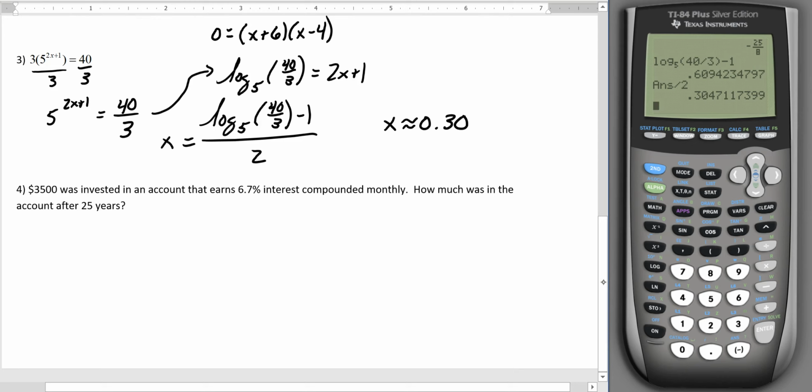It's really a short unit. It's just logarithms and exponents when you think about it. 3,500 was invested in an account that earned 6.7 interest compounded monthly. How much was in the account after 25 years? Okay, so recall all the formulas we need to know. We need to know compound interest, continuous interest, half-life, population growth. We need to be able to do all of that for this unit.